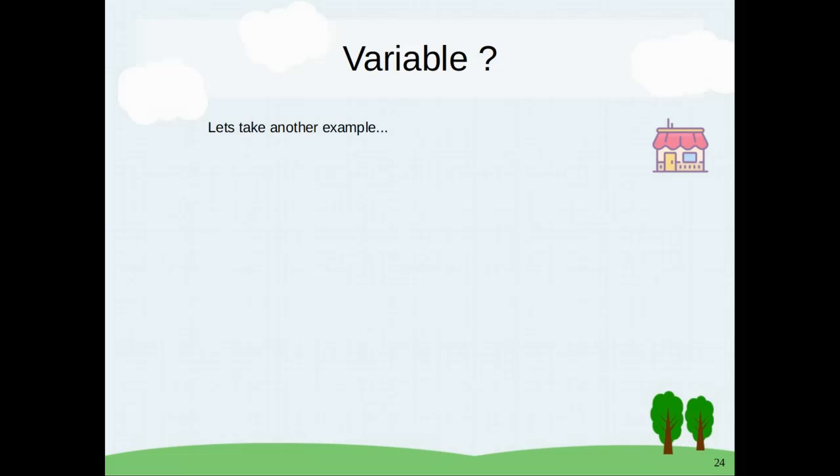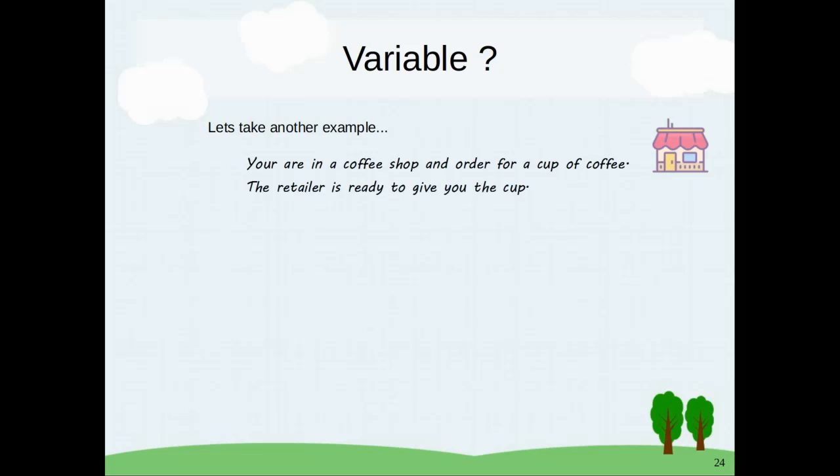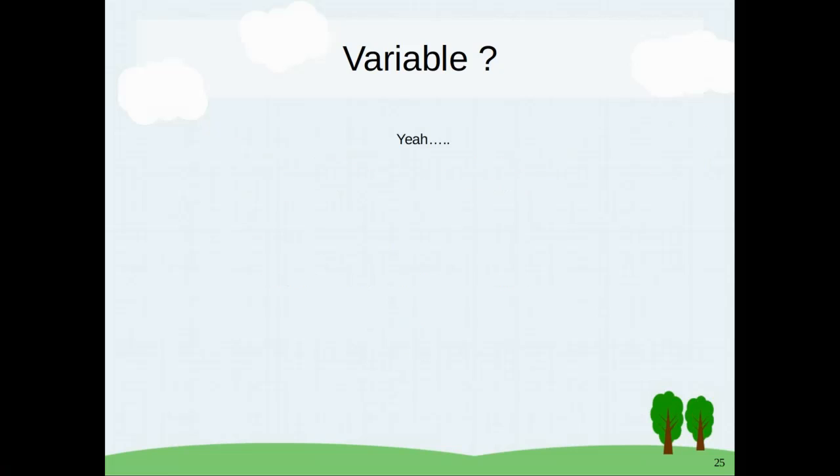Before that, I would like to give another example to visualize that. So you are in a coffee shop and you ordered a cup of coffee. The retailer is ready to give you the cup. How are you going to get it? Like say you are standing in front of the retailer and the retailer is standing with a cup of coffee, and how are you going to get it? Very simple, right? It's kind of a dumb question. But I know what you're going to say. Surely you're going to grab it by your hand, right?